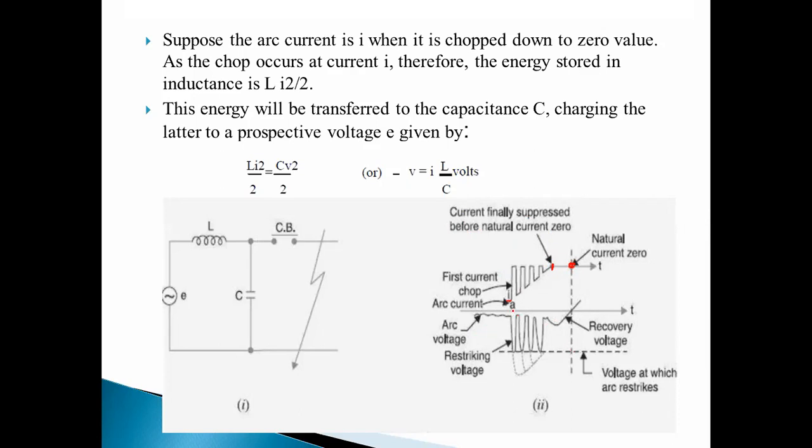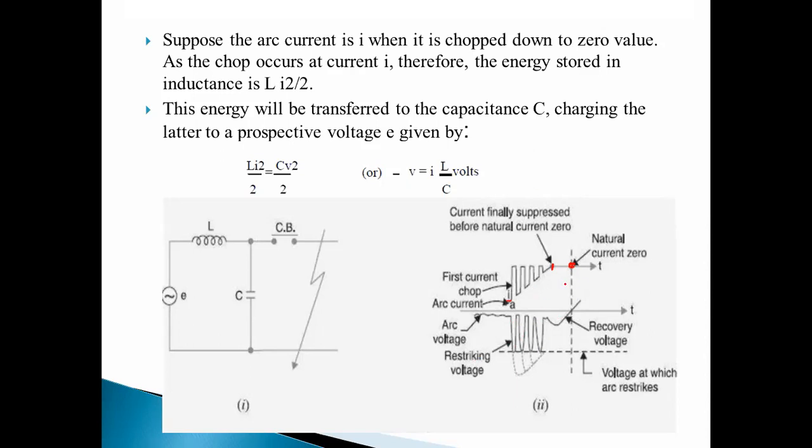At the same time the voltage wave is also shown. So this is your arc voltage when the arc is developed. Arc voltage is nothing but the voltage appearing across the contacts of the circuit breaker when there is an arc. And the restriking voltage is shown here. Why is it before?